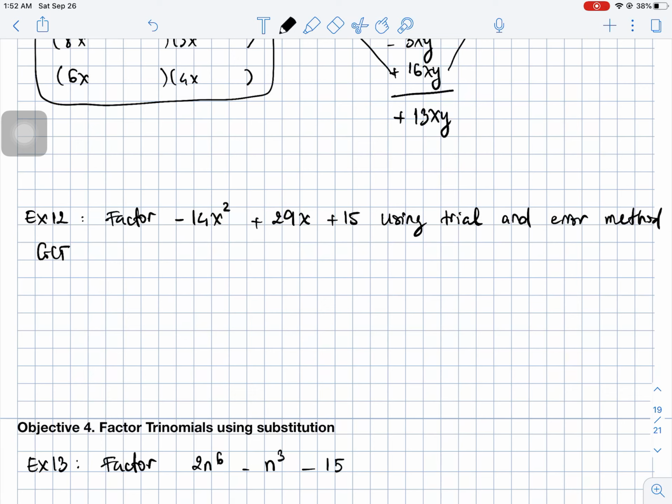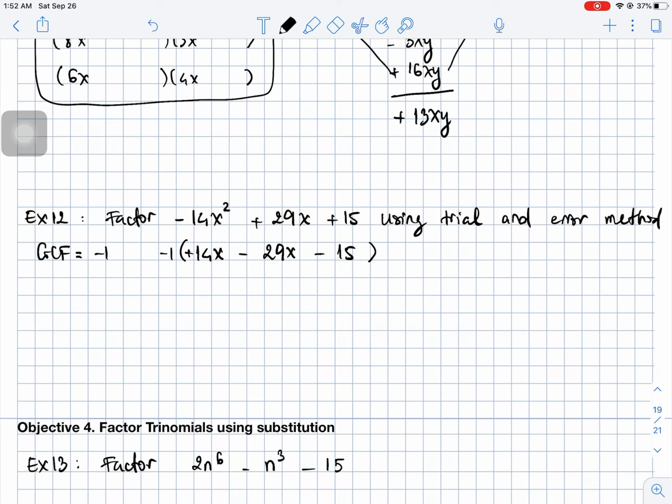Example number 12. Factor negative 14x squared plus 29x plus 15. The GCF is 1, but we notice that we have a negative for the first term, so we should factor out the negative 1. And we should always do that. Whenever we have a negative for the first term, we will factor out the greatest common factor, negative 1. 1 times 14x squared is 14x squared, 1 goes to 29x is 29x, and 1 goes to 15 is 15.